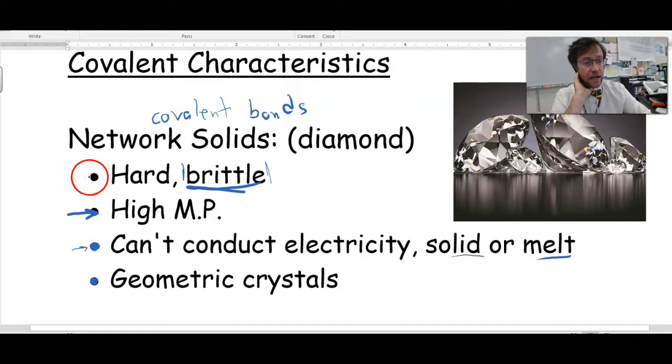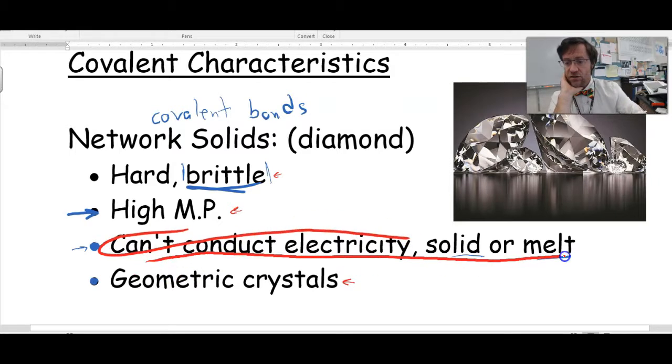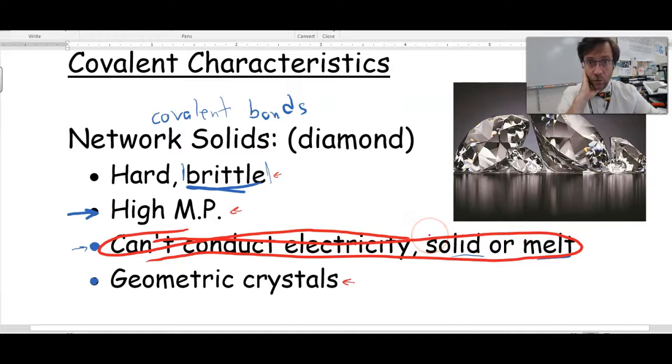So for a network solid, this is very much like something that's ionic. High melting point, very much like something that's ionic. Geometric crystals, very much like something that's ionic. But it cannot conduct electricity, whether it's a solid or it's a melt, and it doesn't dissolve in water, so there's no conducting of electricity whatsoever because there are no ions whatsoever. And that's how we know that it's all covalent bond. There's other ways we know too, but that's a really good tell. You guys get what I'm saying?